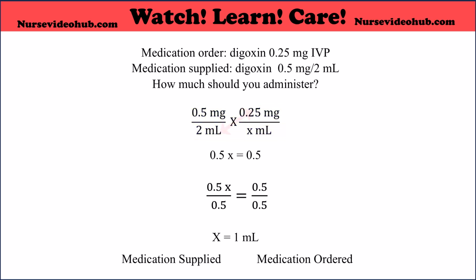Now cross-multiply. You get 0.5x equals 0.5. Divide both sides by 0.5 to solve for x. And x equals 1 milliliter. You would administer 1 milliliter.